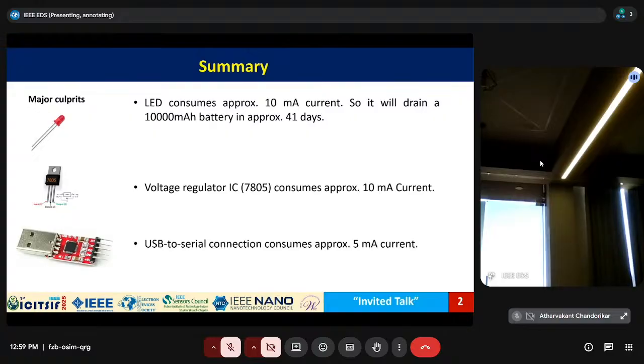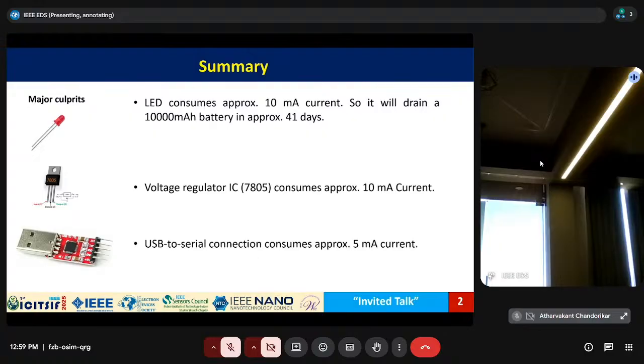The next major culprit is the normal voltage regulator IC, which we use, the 7805. Generally we use this voltage regulator IC to give a regulated 5 volt supply, and we connect a 12 volt battery to it. But this voltage regulator IC also consumes 10 milliampere of current continuously. So if you connect an LED and a voltage regulator IC, which are the basic requirements, your battery will be drained in approximately 20 days with these two components only, not counting the microcontroller or the sensor. And another is the USB to serial converter.